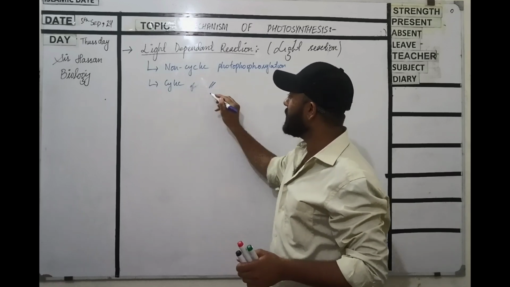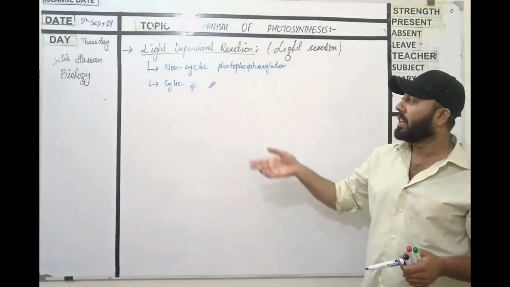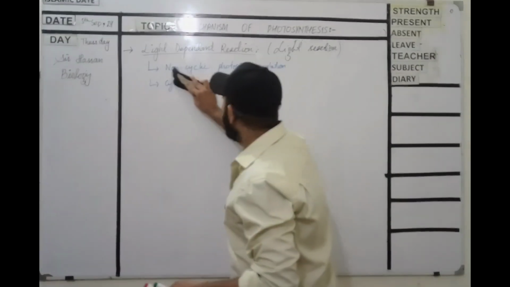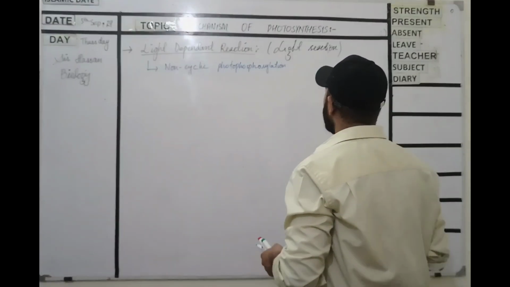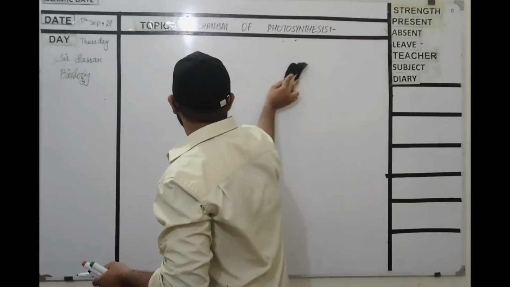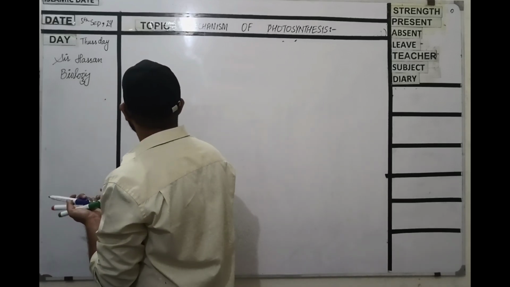Cyclic photophosphorylation means that it is going to be cyclic. First of all, let us discuss non-cyclic. We will come to the next one after this. Non-cyclic photophosphorylation is actually, first of all, the location. Let's talk about location of non-cyclic photophosphorylation.